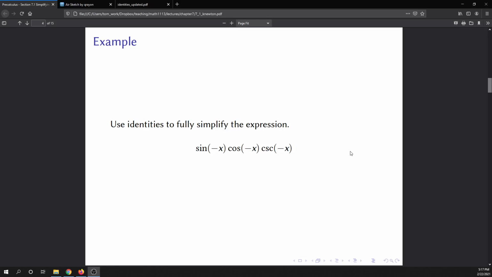All right, in this video, we are going to work through this exercise here, this example. It says use identities to fully simplify the expression. So the expression that we have is sine of the opposite of x times cosine of the opposite of x times the cosecant of the opposite of x. All right, and so we want to use the identities to simplify those.